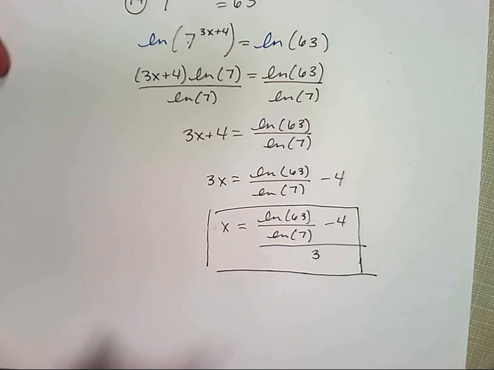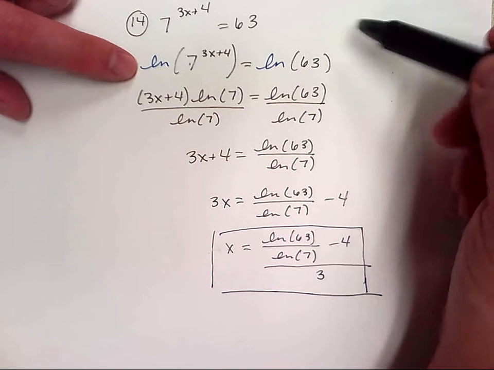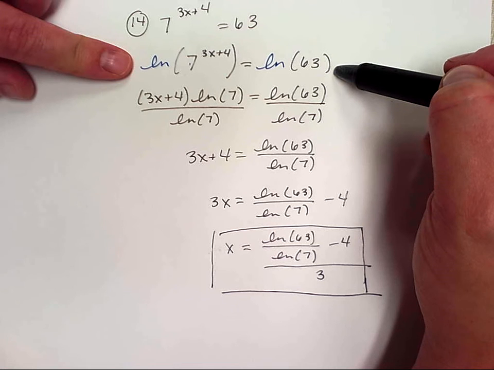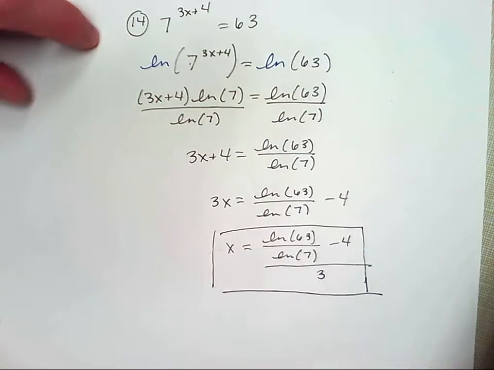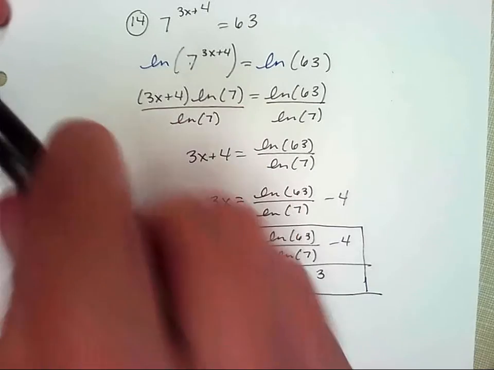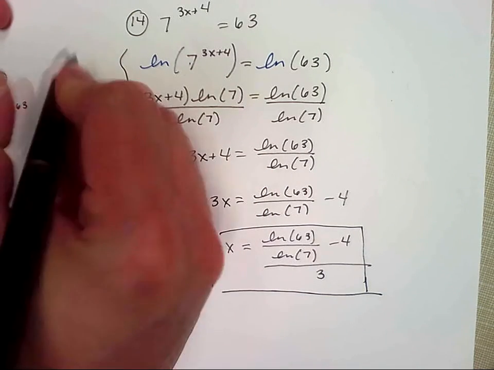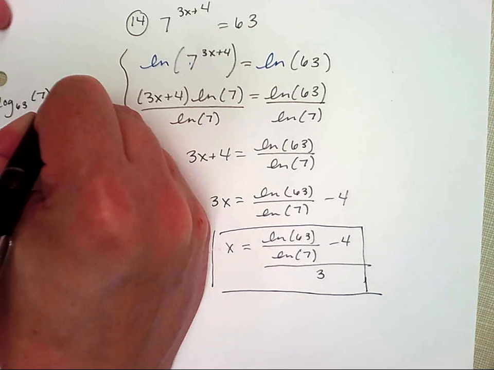So you'll have problems like this. Going back to the very start of it. Here? Yeah, couldn't you just put it in a normal log function, like log base 63 to 7 equals 3x plus 4? So from here, you're saying do the definition of log? Yeah. So tell me what to write. So just be log base 63 of 7 equals 3x plus 4.